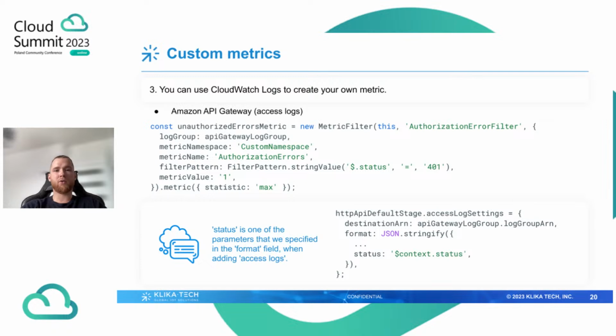This code creates a metric filter object that extracts unauthorized errors from an API Gateway CloudWatch logs log group, and afterwards creates a metric for this metric filter by calling metric method with some parameters. In our case, it is a statistics parameter. The filter pattern option is used to specify a pattern that will be used to extract data from the logs. This pattern is defined using a filter pattern object, and it allows you to select only the relevant log events that you want to include in the metric based on their content.